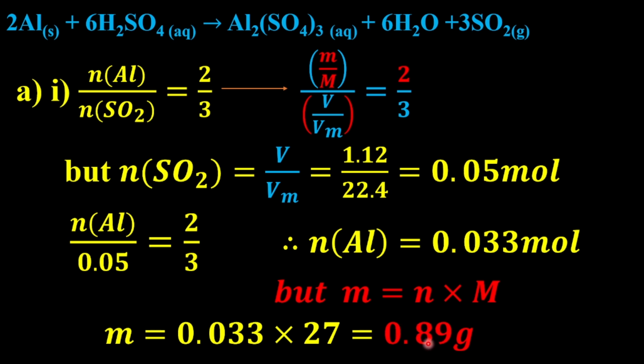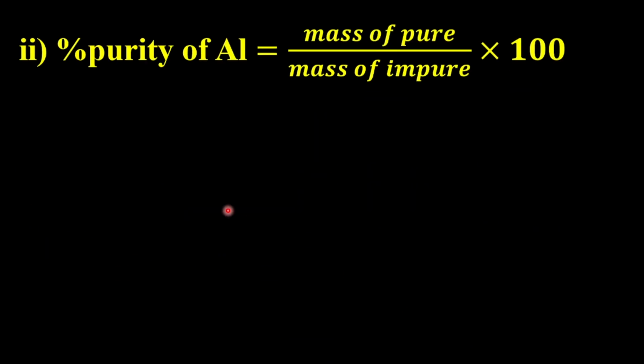Please take note of this. Whenever you do the calculation and you have your mass of the pure to be greater than that of the impure, then that is a big worry because we are going to get a wrong answer. So the mass of pure should be smaller than the mass of impure. So what next? Now we move to the next part of the question.